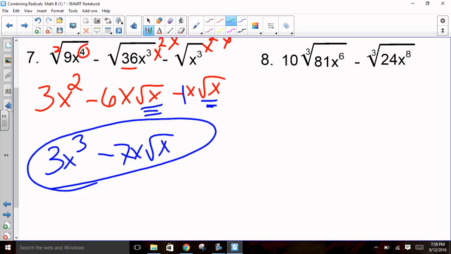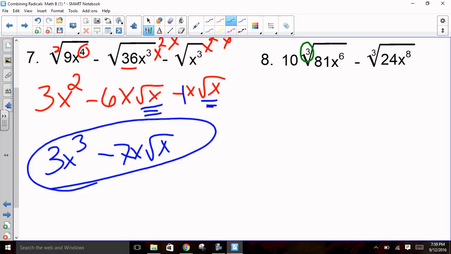All right, number 8. Looking for cubed roots here. Cube roots, a little bit different. 81 is not a perfect cube.